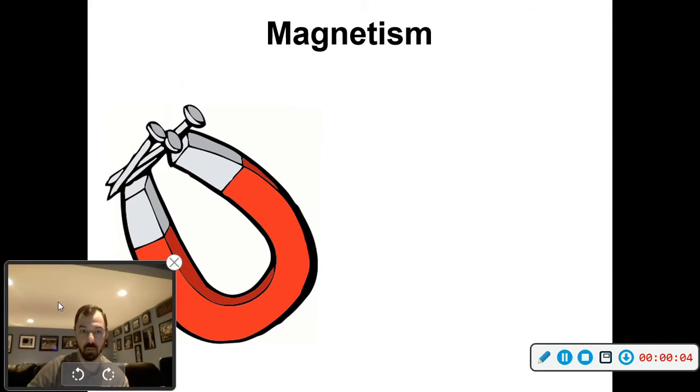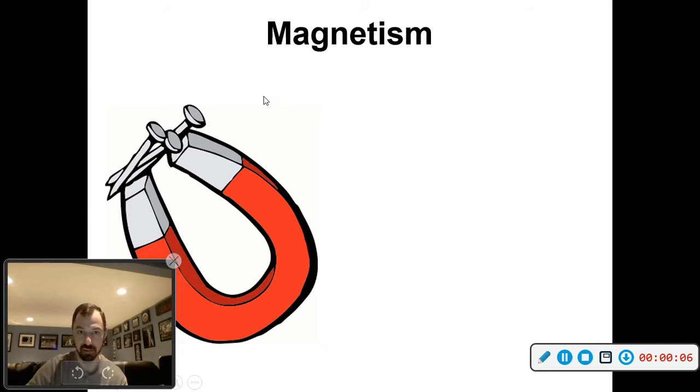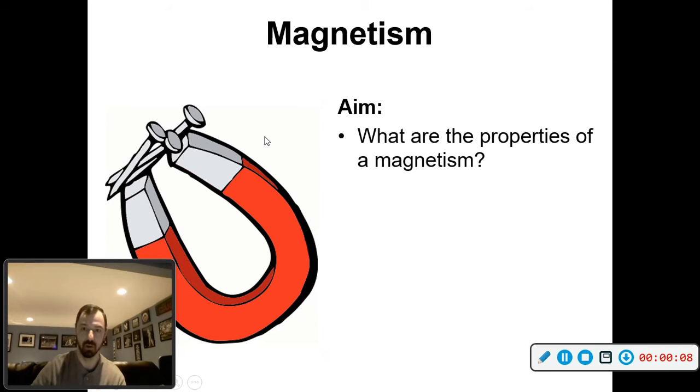Hi guys, welcome. Today we're going to talk about magnetism. We're going to talk about what the properties of magnetism are, how magnetic fields work, and how things are attracted to a magnet. So what are the patterns we notice?